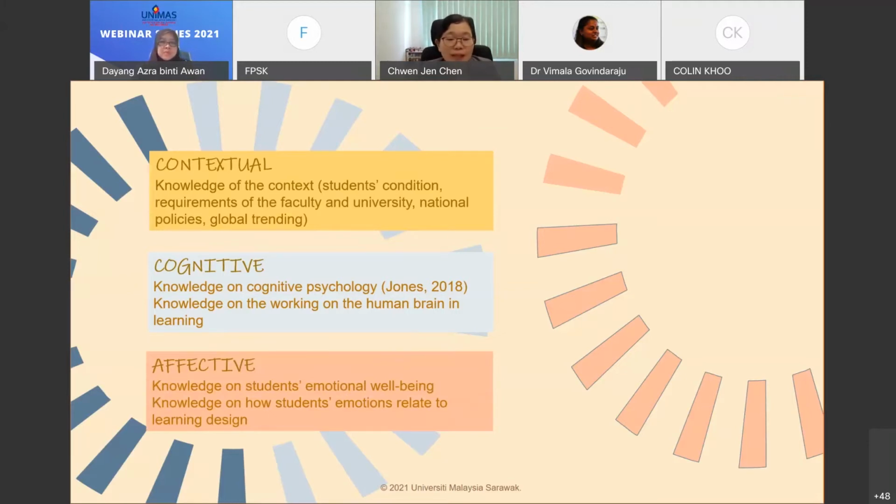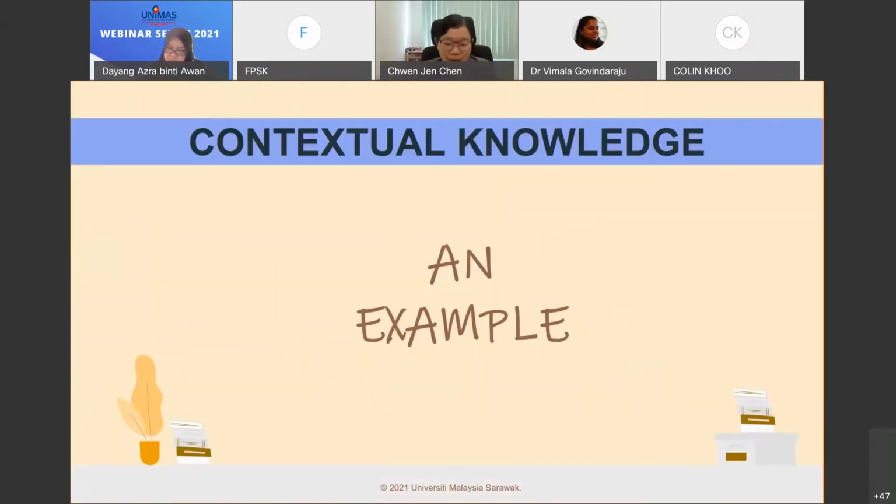And affective knowledge is basically knowledge on students' emotional well-being and knowledge on how students' emotions relate to our learning design. Okay, I cannot say much about this, but we need a much longer session if we want to have more understanding of these aspects. But anyway, I want to give some examples here.